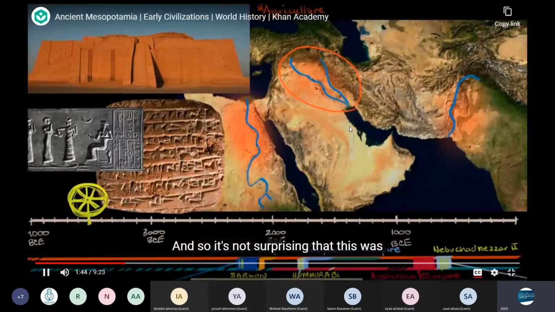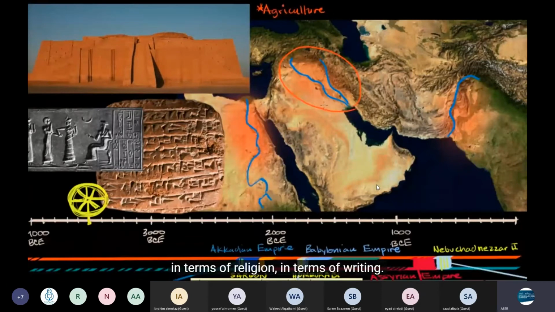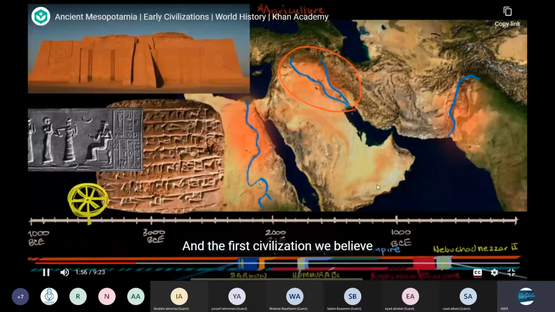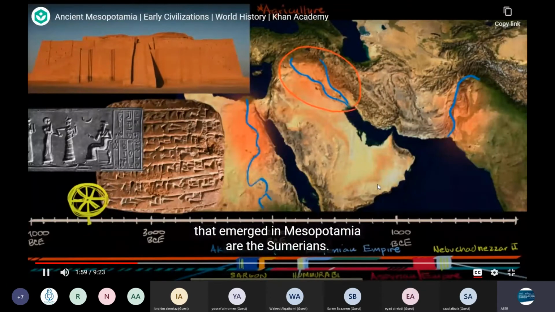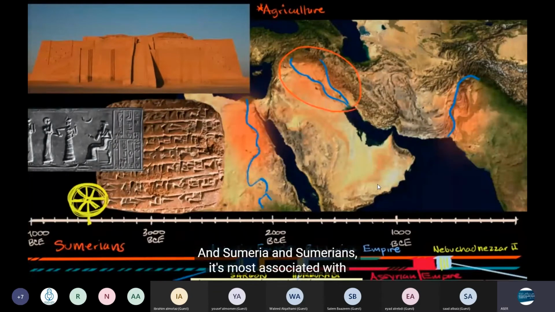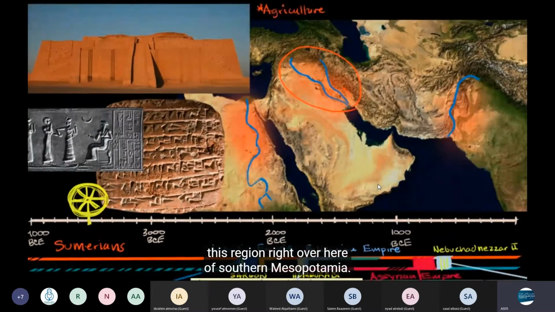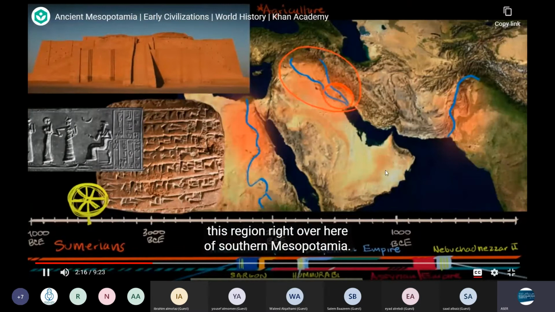So it's not surprising that this was a geography that had significant development in terms of technology, in terms of architecture, in terms of religion, in terms of writing. And the first civilization we believe emerged in Mesopotamia are the Sumerians. Sumer and the Sumerians are most associated with this region right over here, let me circle it, southern Mesopotamia.